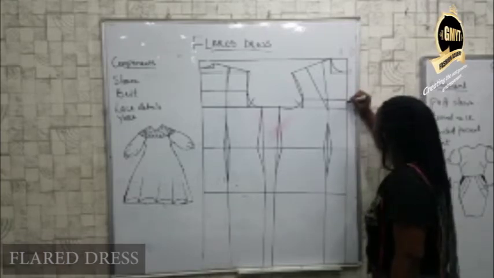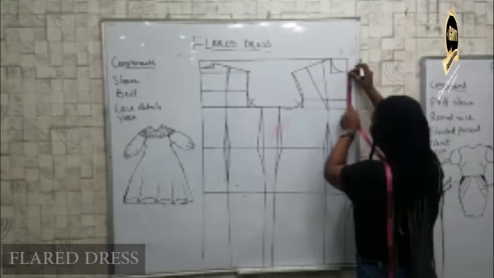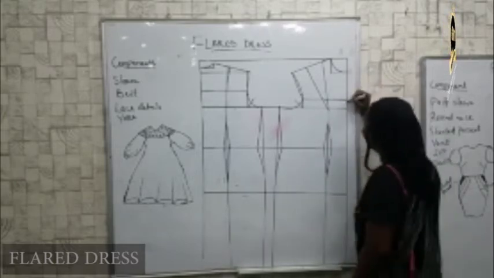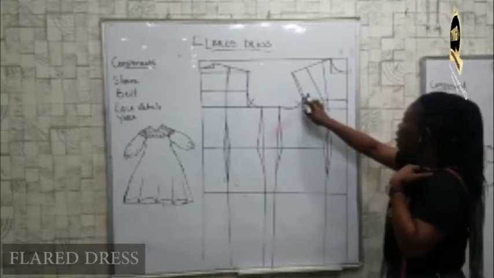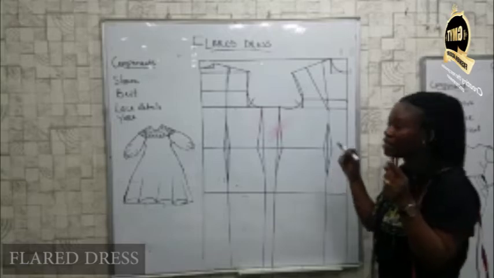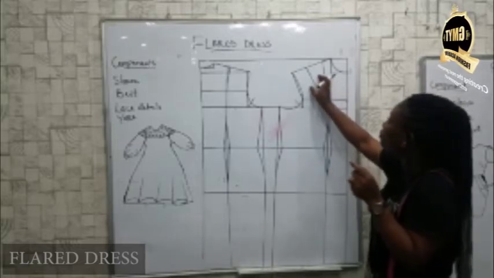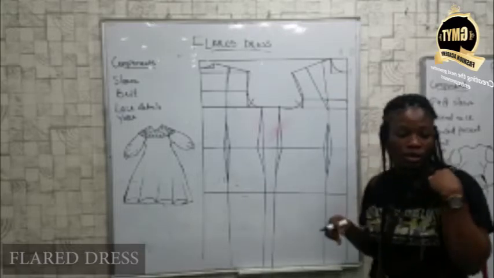So let me mark this point, 15 cm as the yoke depth. Then I'm connecting this and this together with my French curve. But remember that you have closed this dart partially to create the yoke.